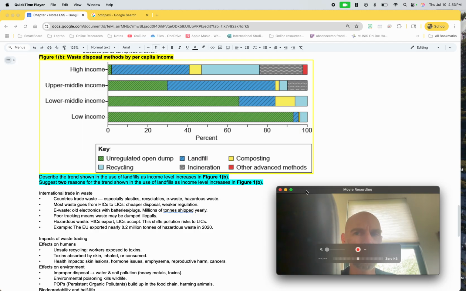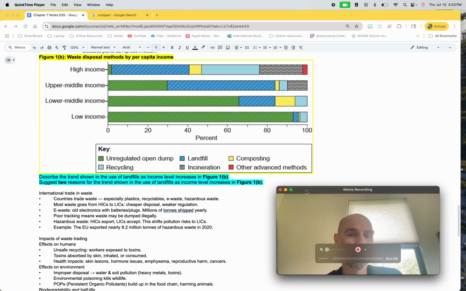So, all right, as we start looking at this, as income level increases from low to medium income to higher to upper middle class, you're going to have more landfills being used. And that's just one of the things. Upper middle to higher income, you start having less landfills used.